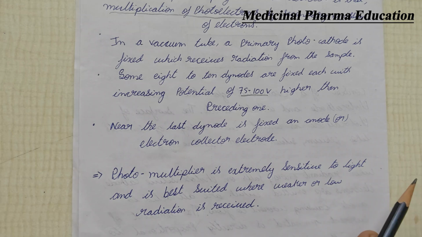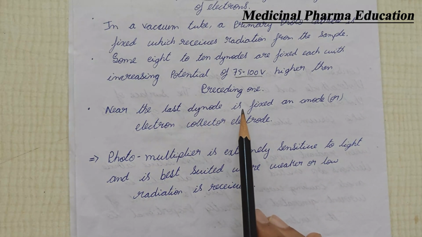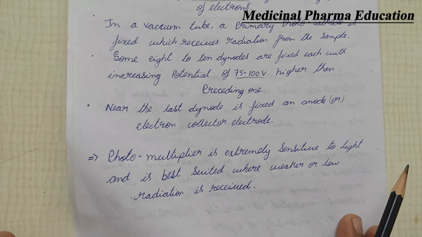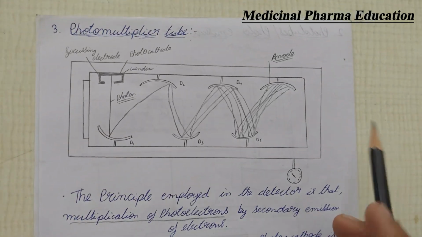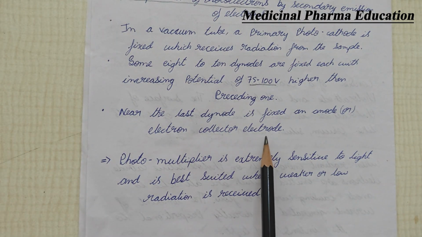That's the basic concept. And near the last dynode, an anode or electron collector electrode is fixed. See, you can see the last one. Here the anode is fixed; it is also called the electron collector electrode.